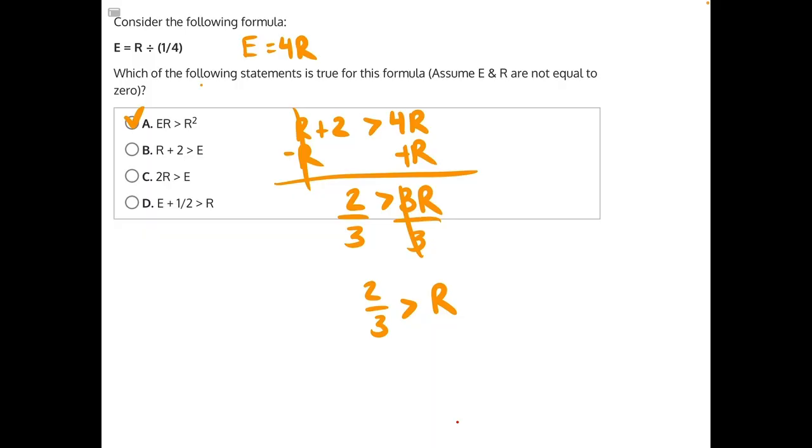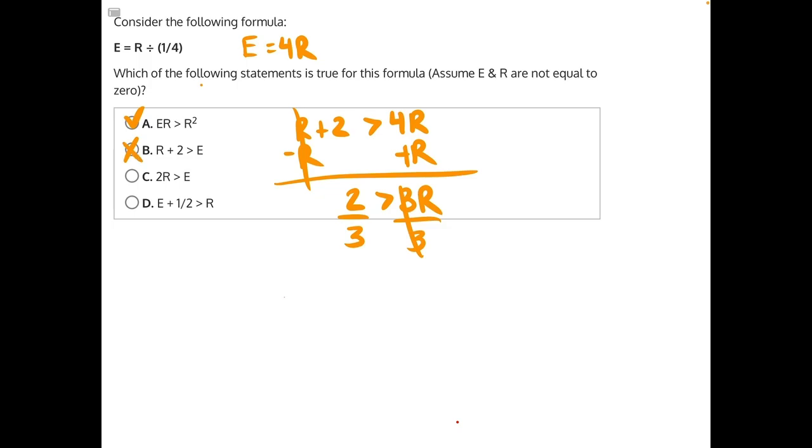Now the issue here is that a variable, unless we're using the equal sign, could be any real number possible. So we can't enforce upon it a range and say that R is only less than 2/3. That would be incorrect. So B, in this case, is incorrect.